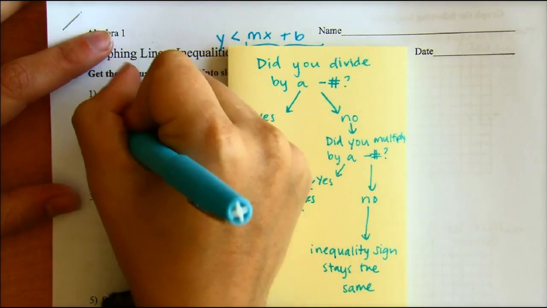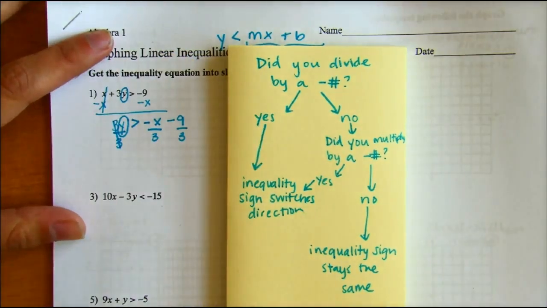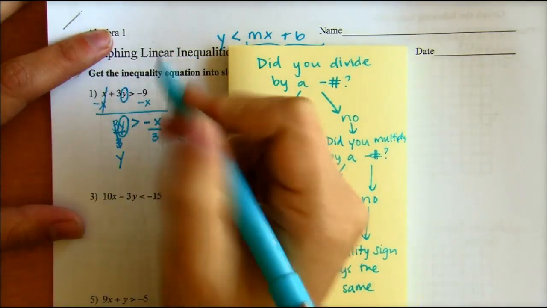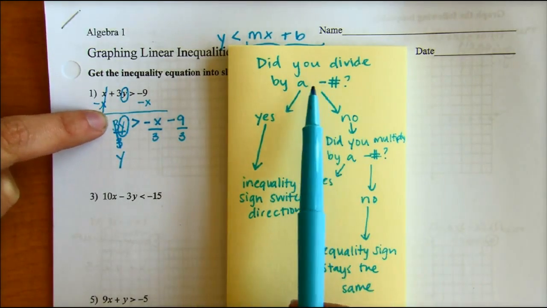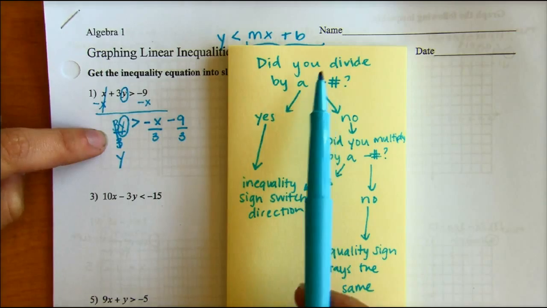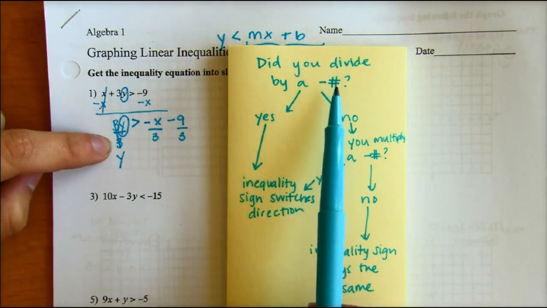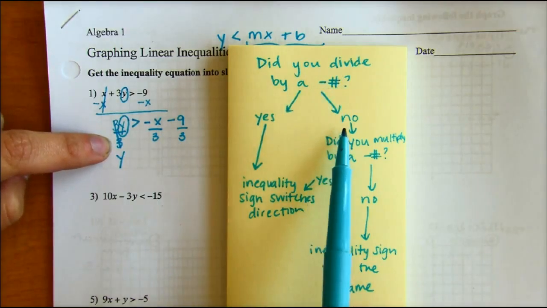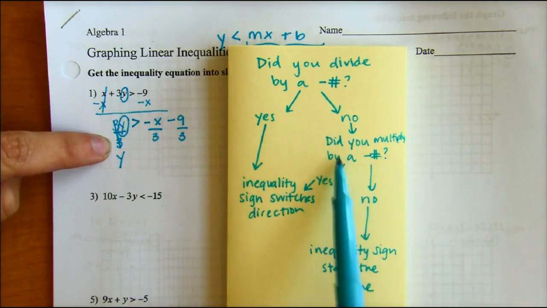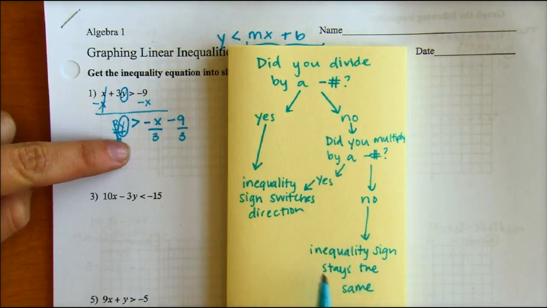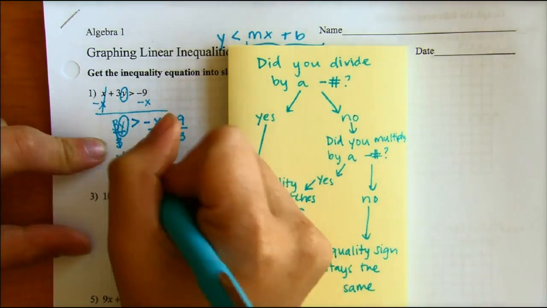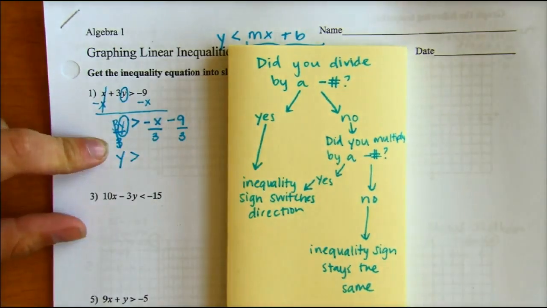When I do that, my 3's are going to cancel out. I'm just going to be left with y. Looking at my sign, I'm going to go through this. Did I divide by a negative number? I did divide, but my number 3 was positive, so my answer to that is no. Did I multiply by a negative number? Nope, I divided by a positive 3. So my inequality sign will stay the same, facing this way.